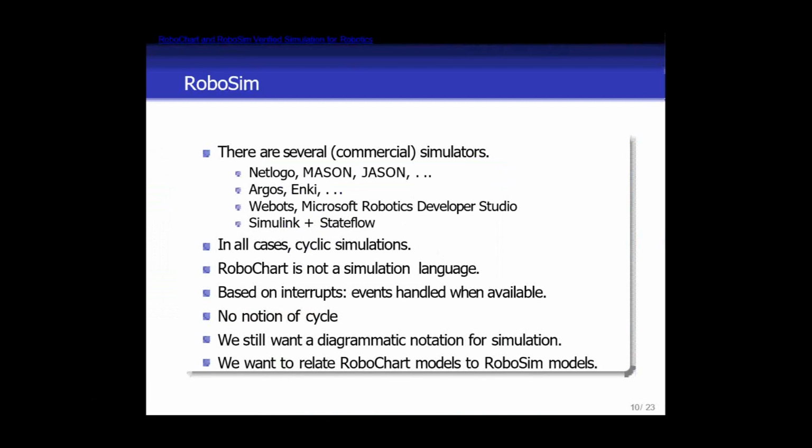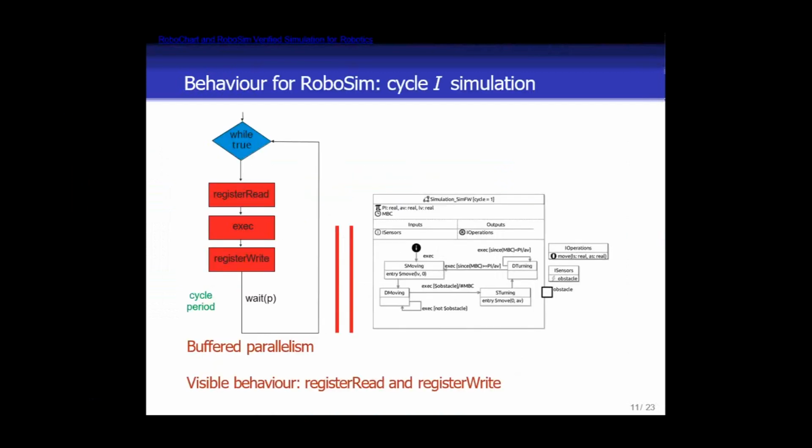So RoboChart is based on interrupts with events being handled when they become available. There's no notion of that cycle. So we want a diagrammatic notation for simulation and to be able to relate the abstract specification in the state machine to that simulation. So here's how the RoboSim works.